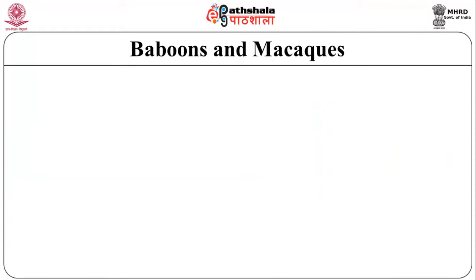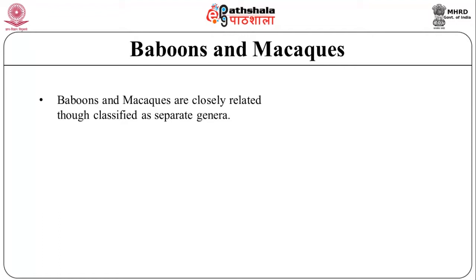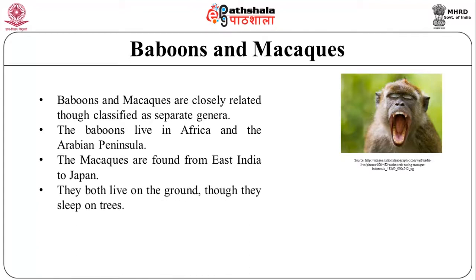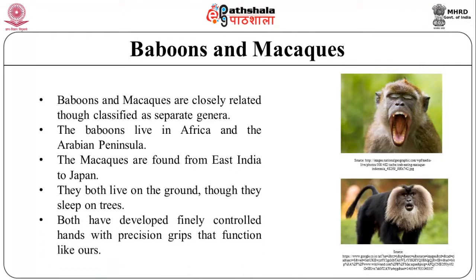Now, baboons and macaques. These baboons and macaques are closely related, though classified as separate genera. If they mate, they can sometimes produce fertile offspring. But they inhabit different ranges. The baboons live in Africa and the Arabian Peninsula. The macaques range from India east to Japan. They both live mainly on the ground, though they sleep in trees. Both have developed finely controlled hands with precision grips that function like ours.